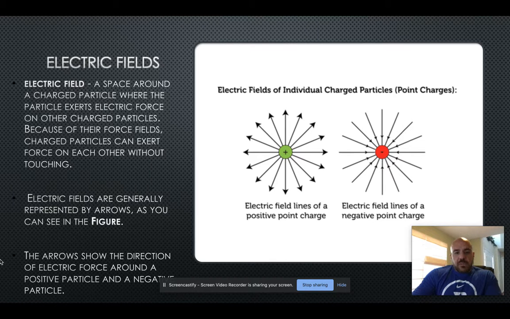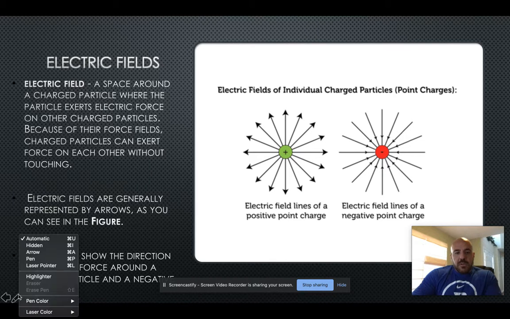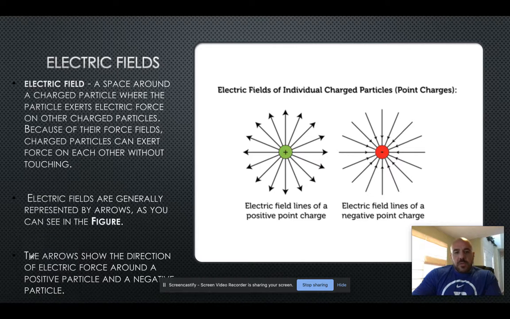Electric fields. We've talked about fields in class. We're going to talk specifically about electric fields, what they are, how they work, and how to draw them. So the definition is just an electric field is the space around a charged particle, a positive or a negative, like an electron or a proton, where the particle can exert electric force on other charged particles. So just like with any vector, the longer the arrow, the stronger the force, whether it's pointing toward the negative particle or away from the positive.